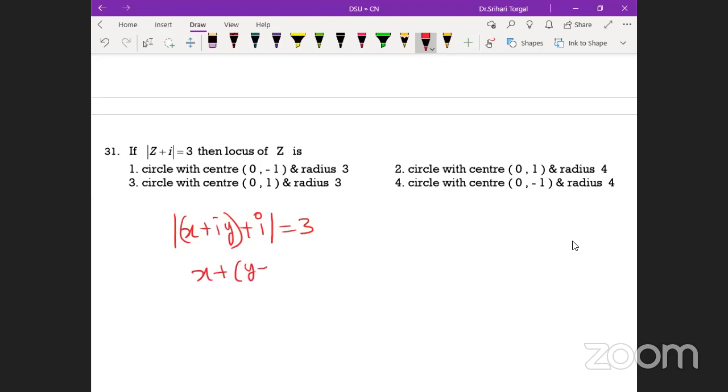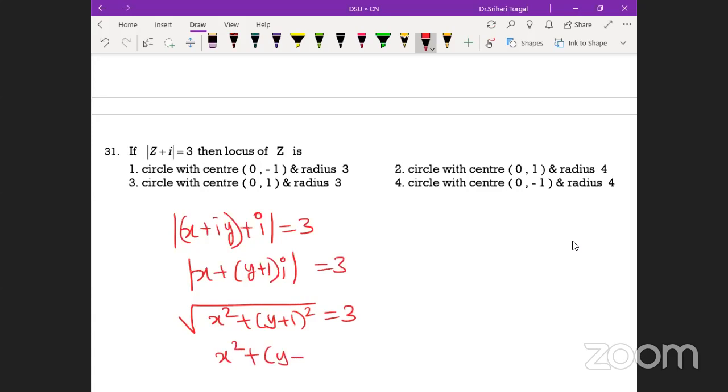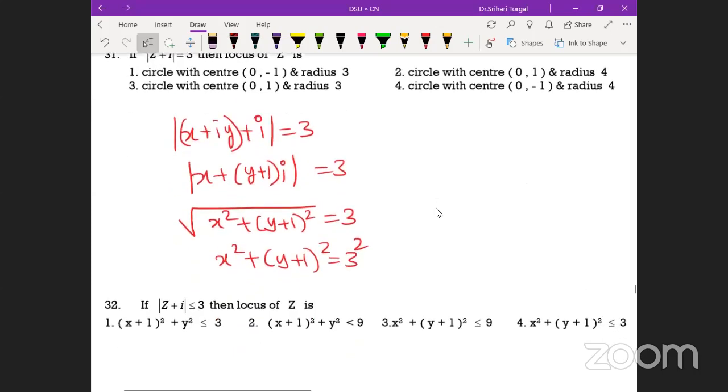And if you take i common like this, what is the modulus? Correct? x squared plus (y plus 1) whole squared is equal to 3 squared. See here, this is a circle. Right? This is the equation of a circle with the center (0, -1) and radius 3.